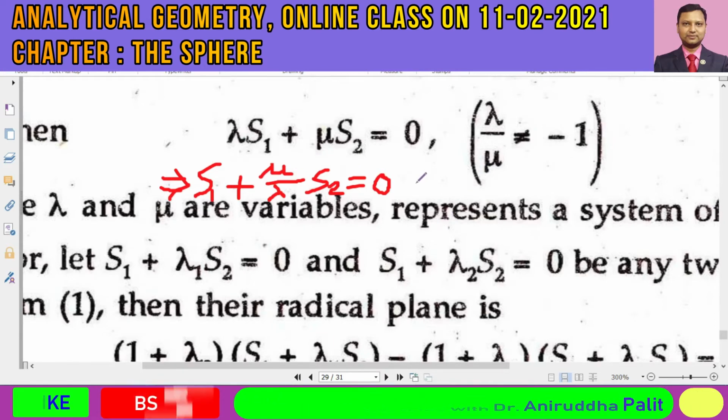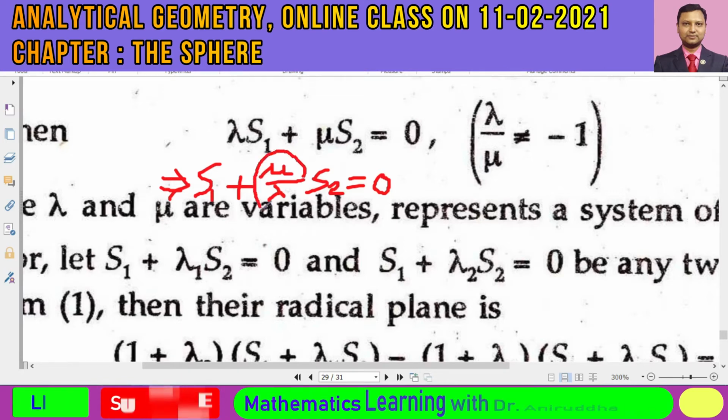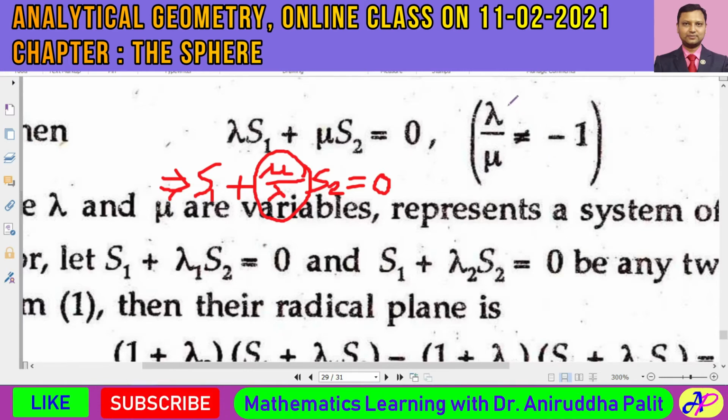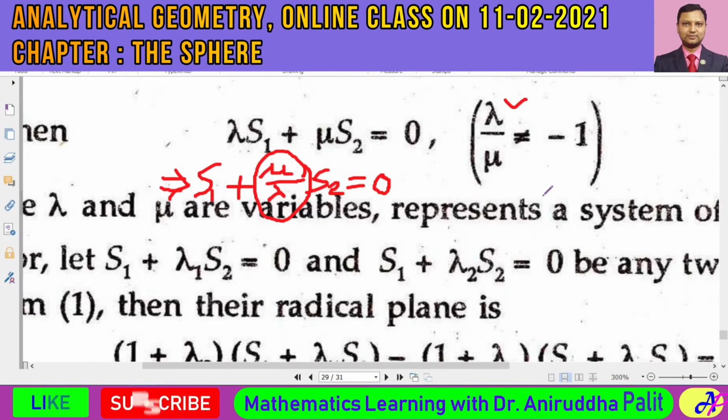Now from this collection of spheres, for different values of mu by lambda, we will get different equations of the sphere, provided that mu by lambda or lambda by mu is not equal to -1. So we consider two different values.